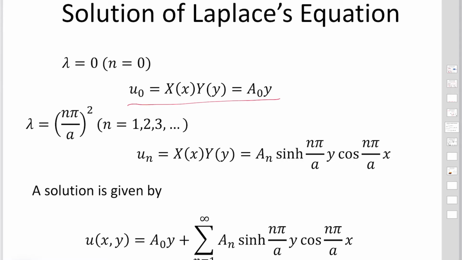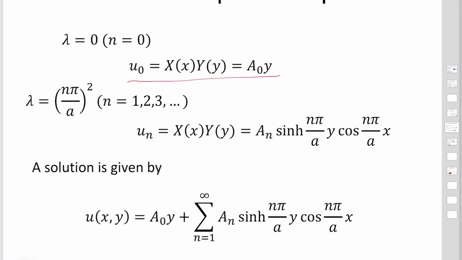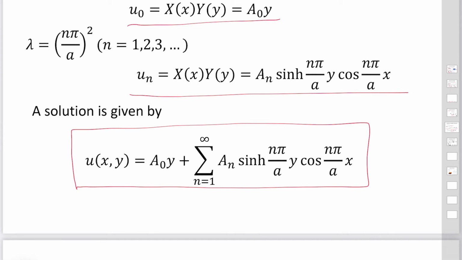When lambda is n pi over a squared, n takes an integer 1, 2, 3. The solution u sub n is a product of capital X and capital Y, expressed as a sub n hyperbolic sine of n pi over a y times cosine of n pi over a x. So the general solution u as a function of x, y is a sub 0 y, which corresponds to n equals 0, plus the sum from n equals 1 to infinity of a sub n hyperbolic sine of n pi over a y cosine of n pi over a x.